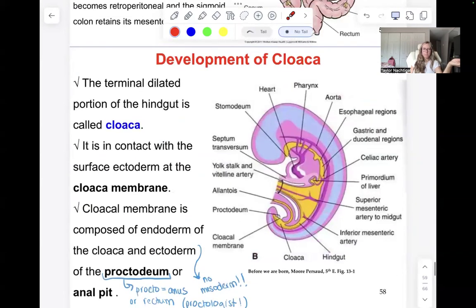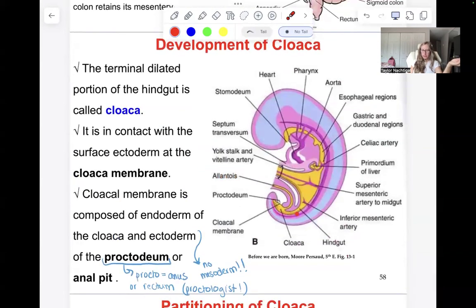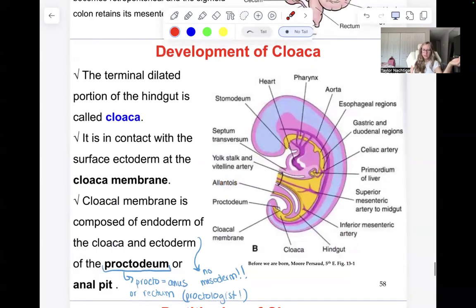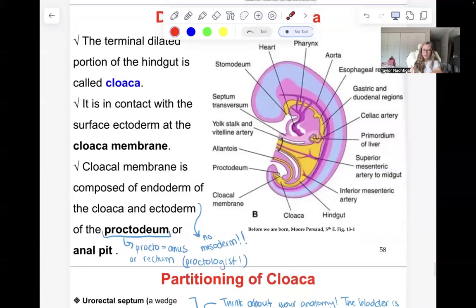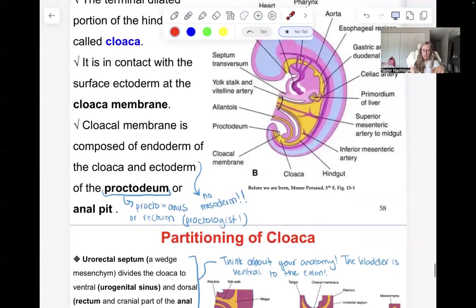Okay, the cloaca. So we've been seeing the cloaca for a long time now. It arose pretty early on in embryological development. This is the terminal dilated portion of the hindgut. So this is the part of the hindgut that touches the cloacal membrane. Just like we have a membrane up here, we also have one at the bottom too. The mouth primordium and the anal primordium. The cloacal membrane is composed of endoderm and ectoderm.